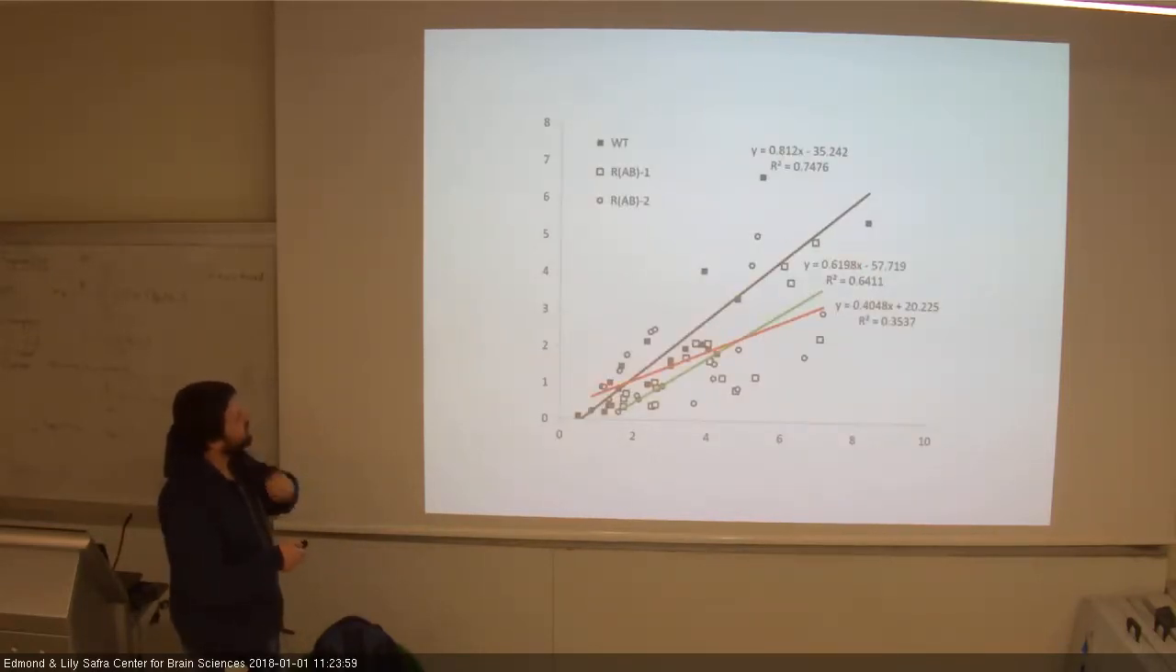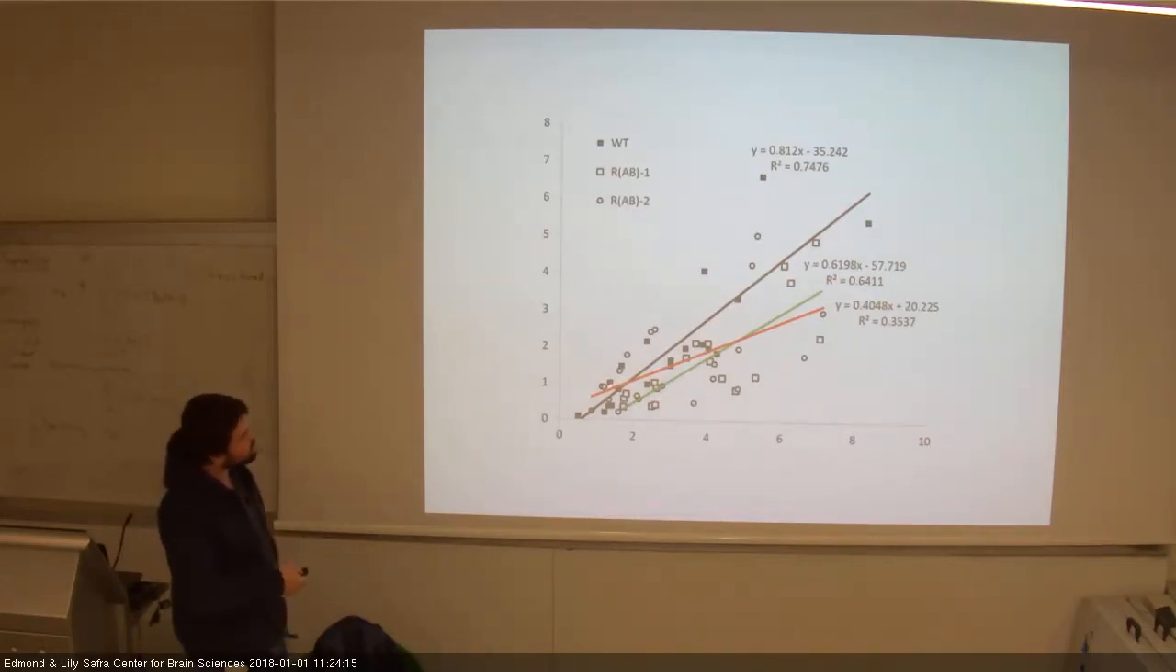But I reconstructed the results, and I think this is more informative. And here you can see that these 2 lines are from the transgenic, and this is the wild type.